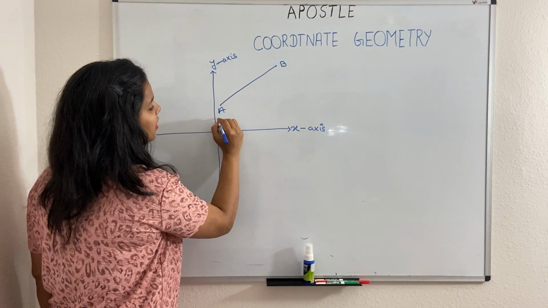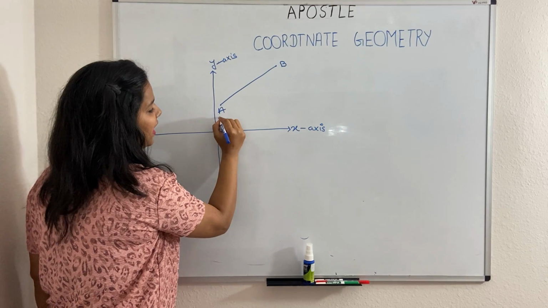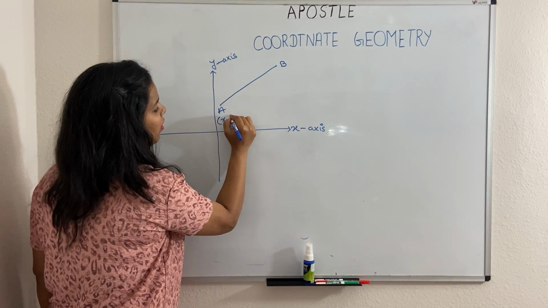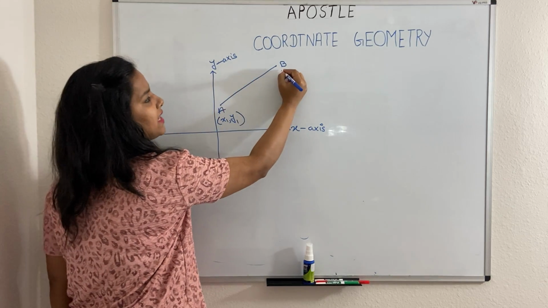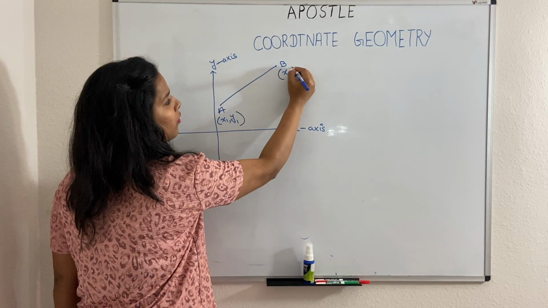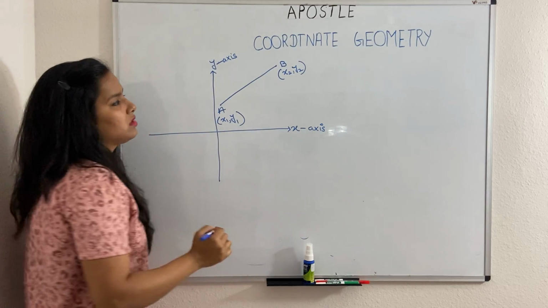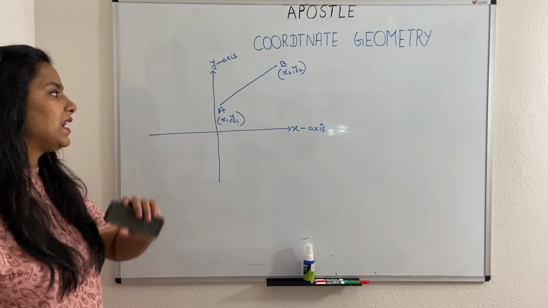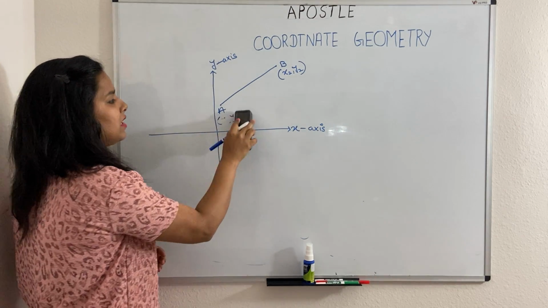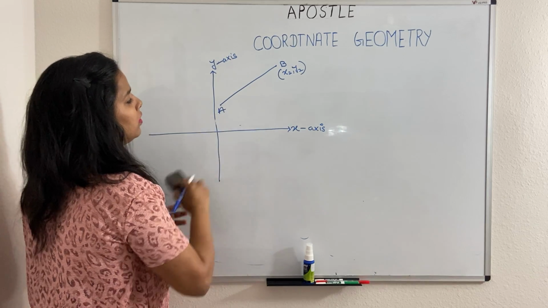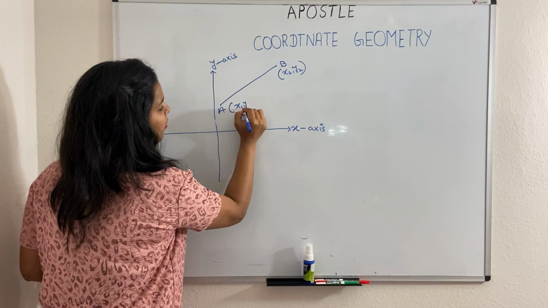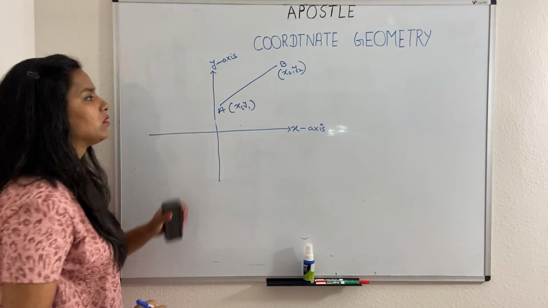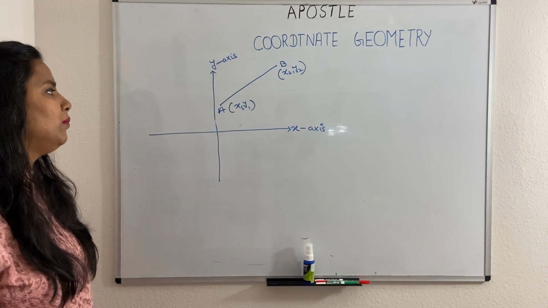So I am considering the coordinates of point A as x1 comma y1, and the coordinates of point B as x2 comma y2. Clear? I am considering the coordinates of point A as x1 y1 and B as x2 y2. Now we have to find the distance between point A and B.